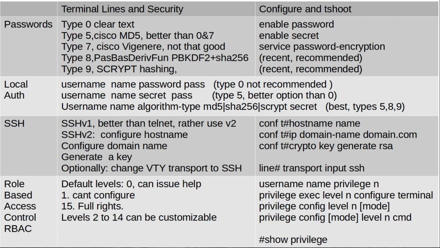Cisco offers several levels of privileges within their devices. These are known as role-based access control. It offers levels from 0 to 15. By default, your devices will include levels 0, 1, and 15. You have levels 2 to 14 to customize. In order to configure these privilege levels, use the commands privilege exec level, privilege configure level, and privilege configure commands. You can troubleshoot it with the command show privilege.